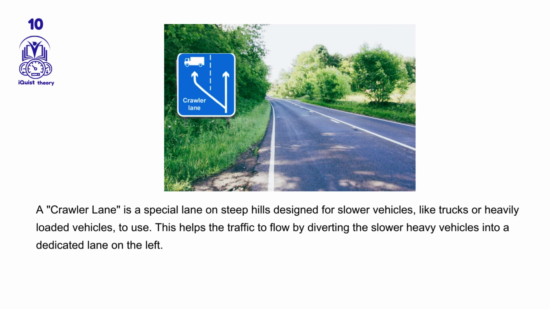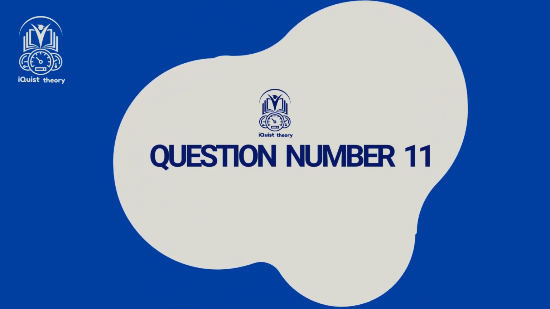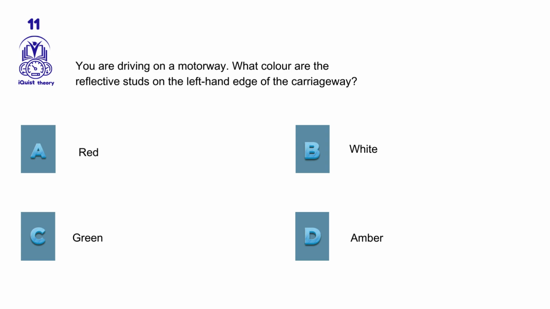A crawler lane is a special lane on steep hills designed for slower vehicles, like trucks or heavily loaded vehicles, to use. This helps the traffic to flow by diverting the slower heavy vehicles into a dedicated lane on the left.